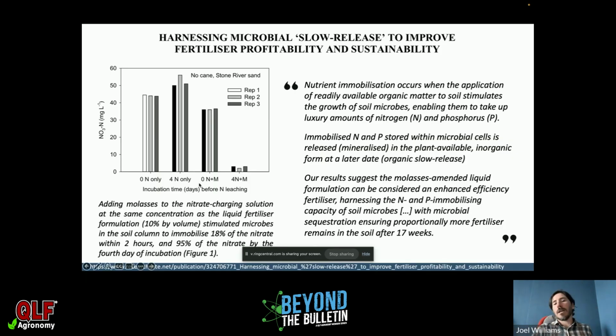Okay, and over here we're looking at a quick little nitrate leaching sub-experiment. They were applying nitrate through these leaching columns, straight nitrate versus nitrate with molasses, with carbon, and comparing those two. So adding molasses to the nitrate charging solution at the same concentration as the liquid fertilizer, so 10% by volume, stimulated the microbes in the soil column to immobilize, to gobble up some of that nitrate: 18% of that nitrate within 2 hours and 95% of that nitrate by the 4th day of incubation.